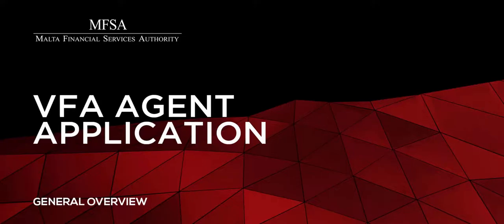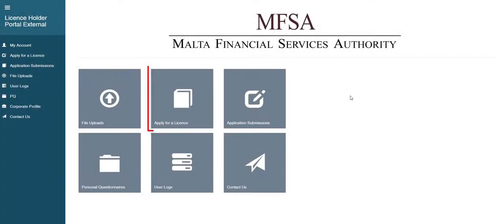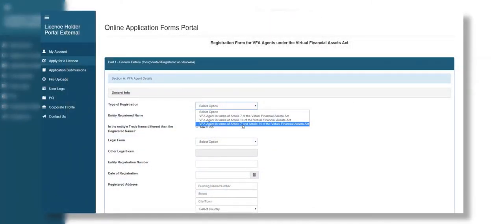General overview of the application process. The online VFA agent application needs to be completed by persons wishing to be registered as VFA agents under Article 7 and/or Article 14 of the Act.